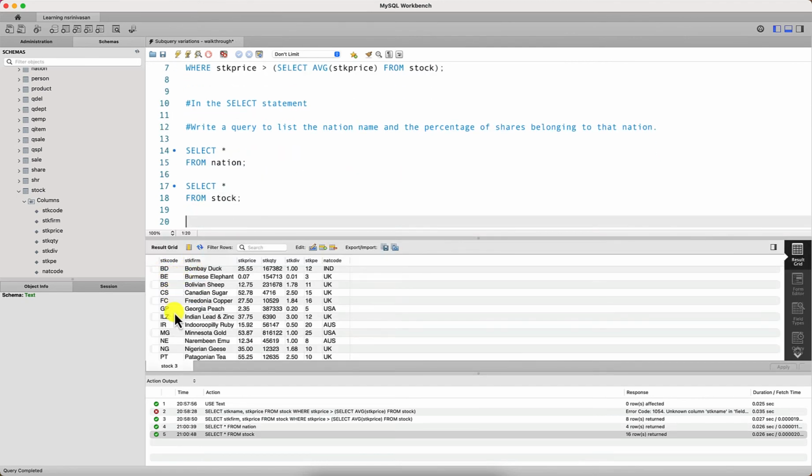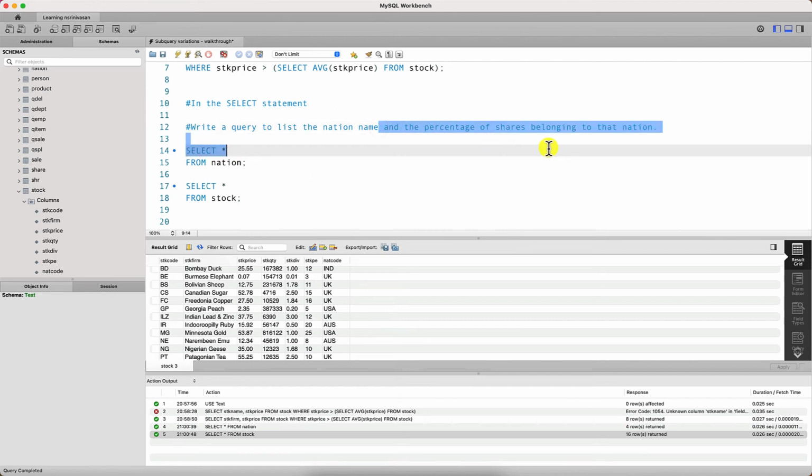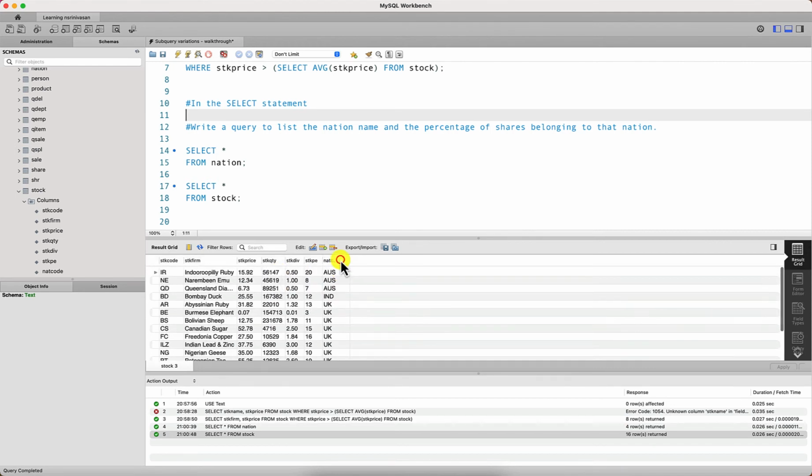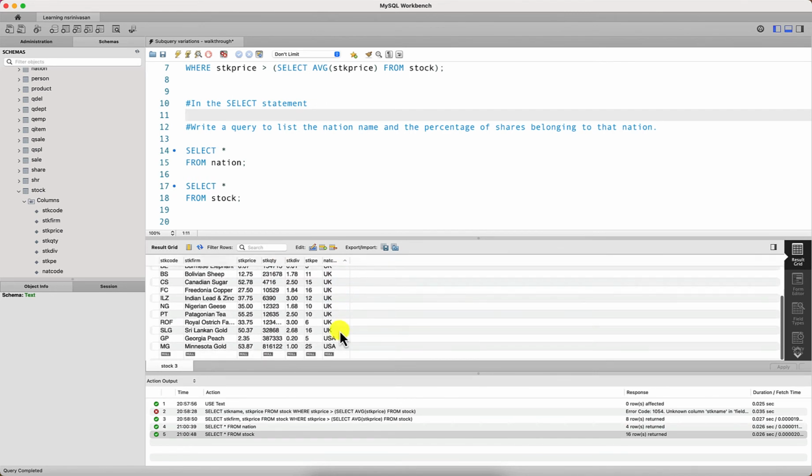Obviously, each stock belongs to a specific nation. We are asked to list the nation name. In this case, that would be the UK, the USA, India, and Australia. And the second part is asking for the percentage of shares belonging to the nation. And so we have stock quantity and what percentage of shares belong to that specific nation. For instance, of the total number of shares that we have here, what percentage belong to Australia, what percentage belong to India, what percentage belongs to the UK, and what percentage belongs to the USA.